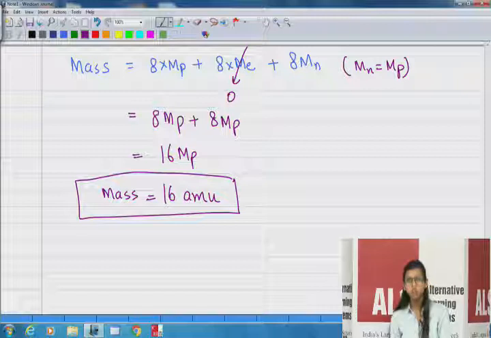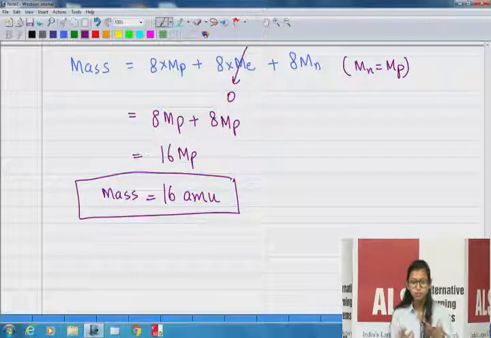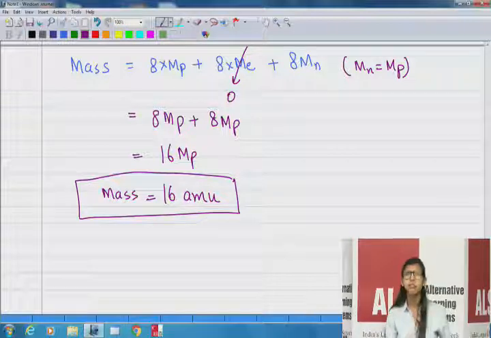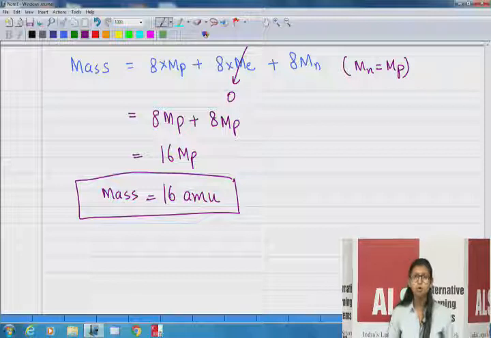Obviously, nobody is going to ask you because you will already remember all of the mass numbers, but at least we should know now how this is coming out. And in the same way, if you want to find out the mass of a single Na, sodium, potassium, calcium, anything, just go by this method, you will get your masses, okay. So, this is the mass of a single atom.